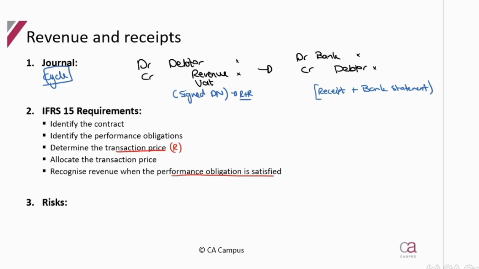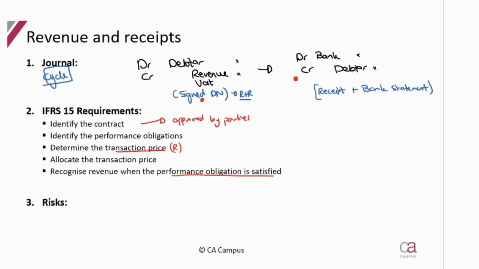Key things in identifying that contract, guys: it needs to be approved by the parties. It also needs to have commercial substance. Payment terms must be identified, and it must be probable that this consideration would be collected. So this payment needs to be probable. Approved by the parties, so that signed delivery note would show that they've accepted the receipt of the goods. Or if there was a signed contract, that's showing whereabouts they are in terms of the performance of this revenue transaction.